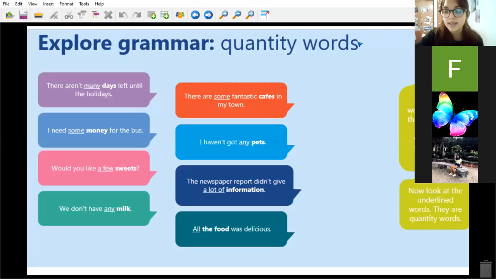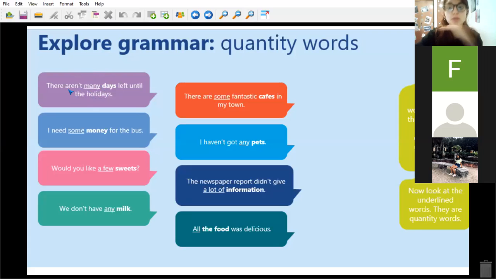Now we need to look at the underlined words. What are the underlined? Subrayadas. Good. So these ones we have many, some, a few, any, again, some, any, a lot of, and all. All of these words are called quantifiers or quantity words. They give information about the amount of something, right? So if I say I have many days, we have a lot of days. If I say some money, a little, right? If I say a few, I have a few.